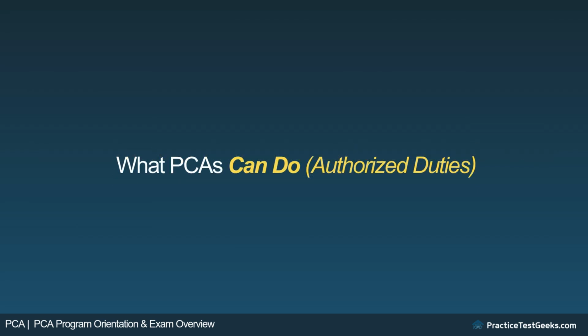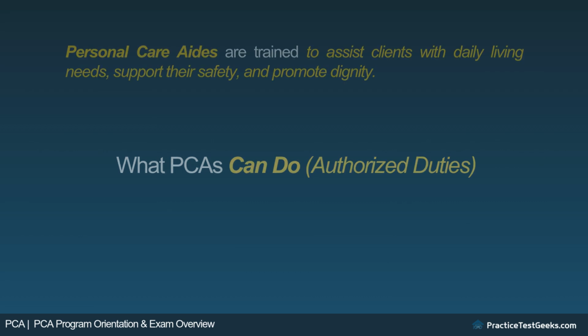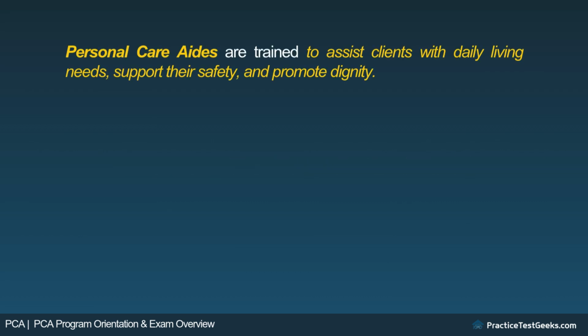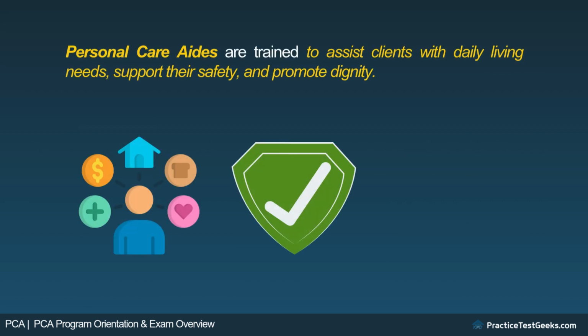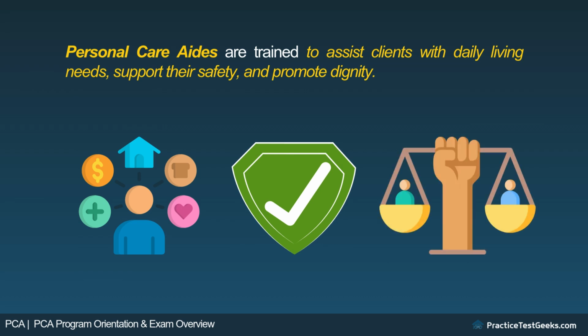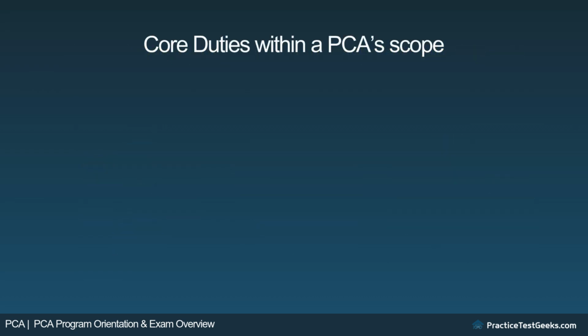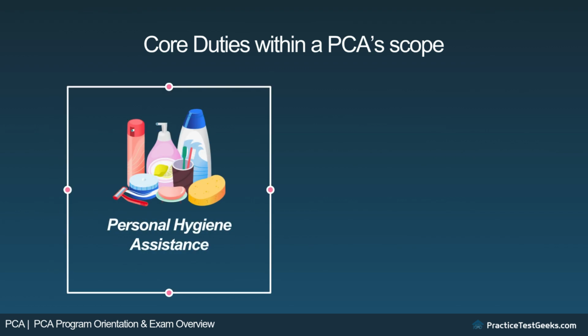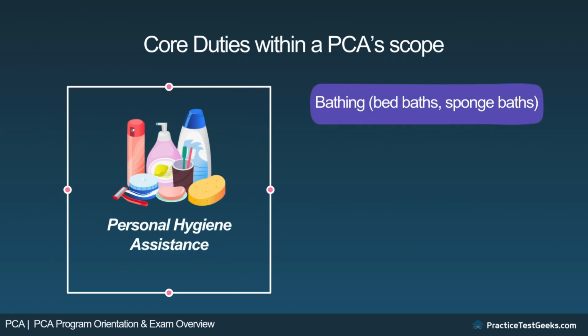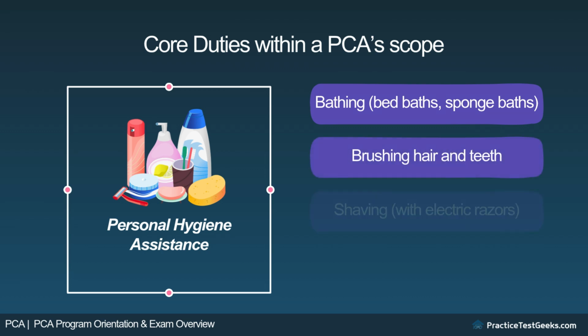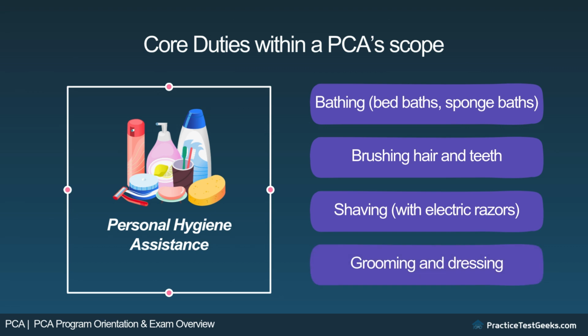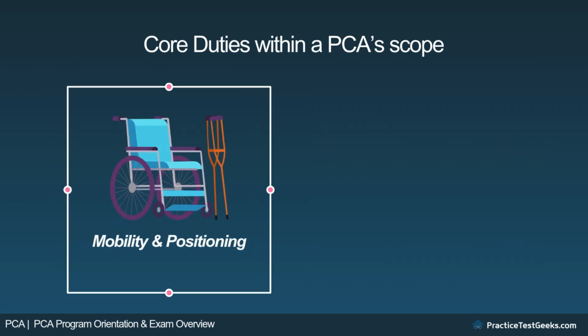What PCAs can do, which means authorized duties. Personal care aides are trained to assist clients with daily living needs, support their safety, and promote dignity. Here are core duties within a PCA's scope. 1. Personal hygiene assistance: bathing, bed baths, sponge baths, brushing hair and teeth, shaving with electric razors, grooming and dressing. 2. Mobility and positioning.